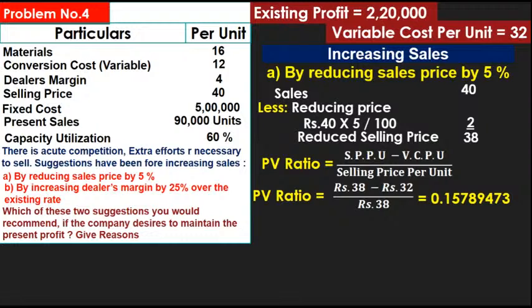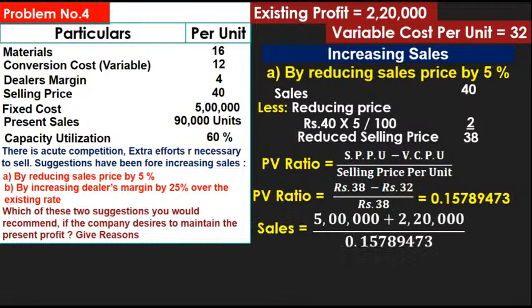0.15789473 means 15%. What is the variable cost? 15%. Now, when the PV ratio is changed, there is one condition: the company should get the same profit. The company should continue the present profit. What is the present profit?